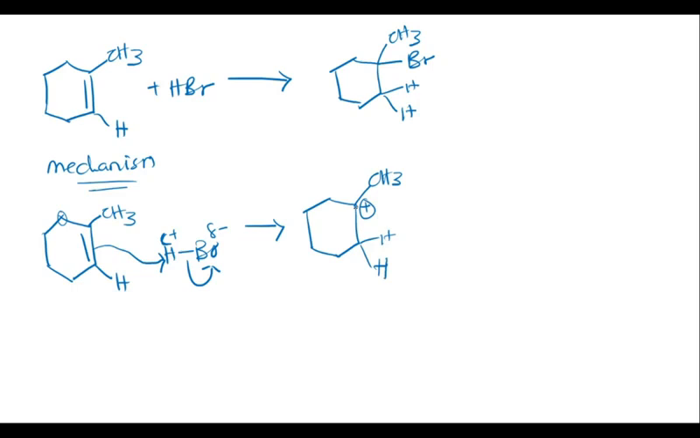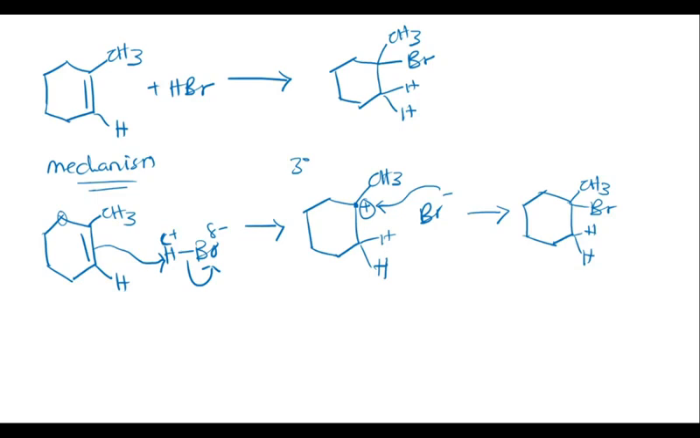Now if the carbocation is formed over here, it means this is carbon 1, carbon 2, carbon 3. So this is a tertiary carbocation. It is very stable. So we have our Br minus, which will now attack the positive center of the carbocation to form our product. So we have CH3 here, the Br over here, and then we have the hydrogens over here.